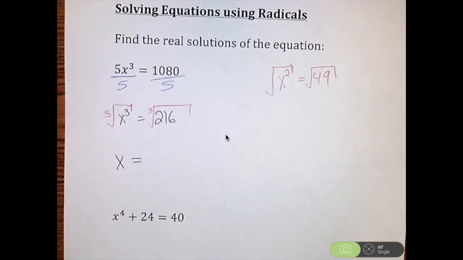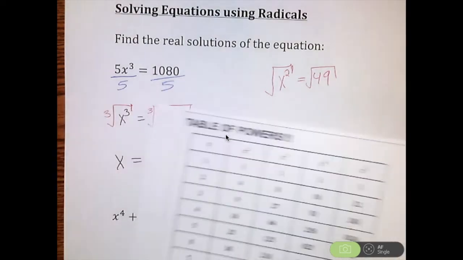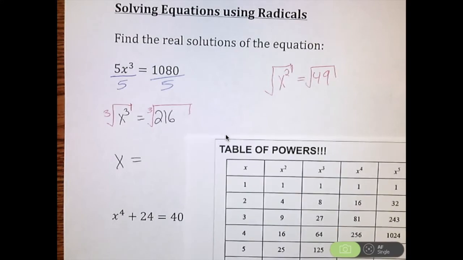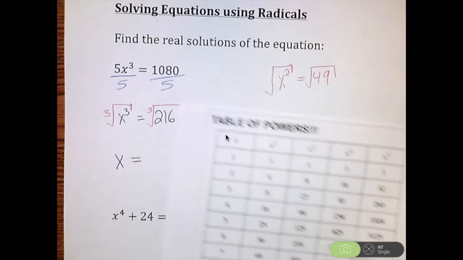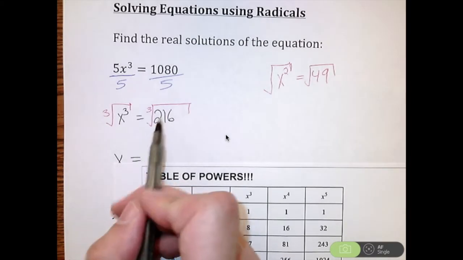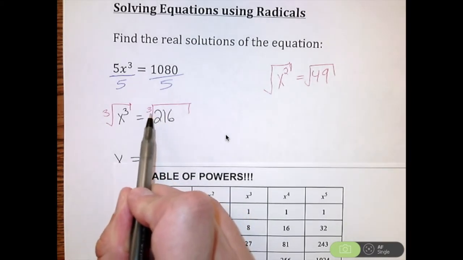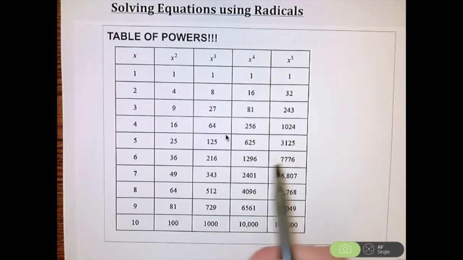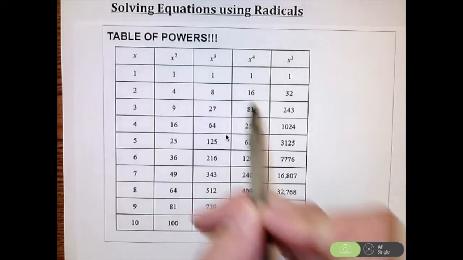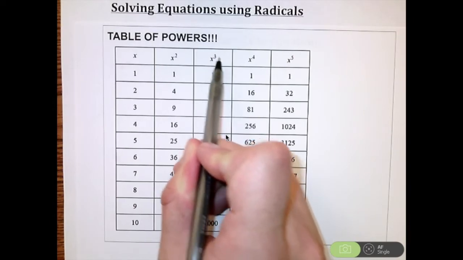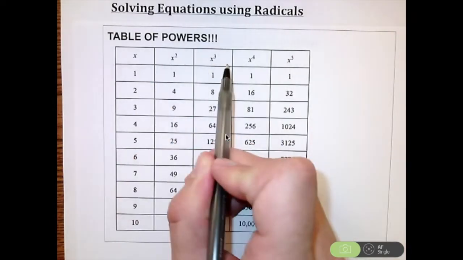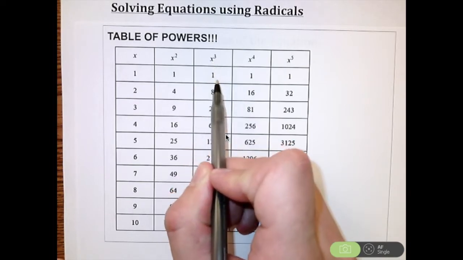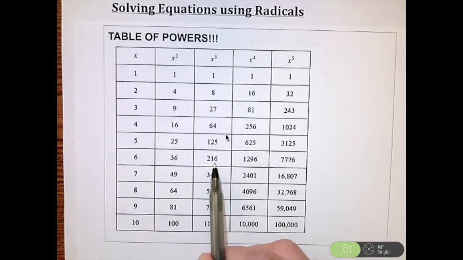Now this is another case where it's nice to have that table of powers handy. I talked about it in some of my other videos on basic evaluating of these expressions. So here it is again. What I'm asking here is, what to the third power is 216? When you look at your table of powers, I'm going to go to the x to the third column. I don't care about any of the other ones right now. So what to the third power is 216? If I go down the list, I get 216.